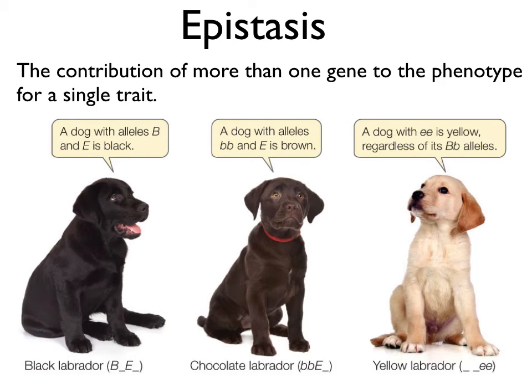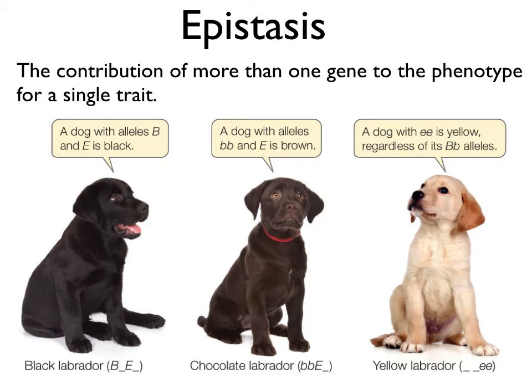So how do we get the yellow lab? Well, the other gene involved here has nothing to do with what color pigment is produced. That is the role of gene B. Gene E is responsible for taking whatever color is produced and putting it in the hair. Okay? And so you get yellow labs when you are homozygous recessive for this. That's the only way you get a yellow lab, is you're homozygous recessive for E.